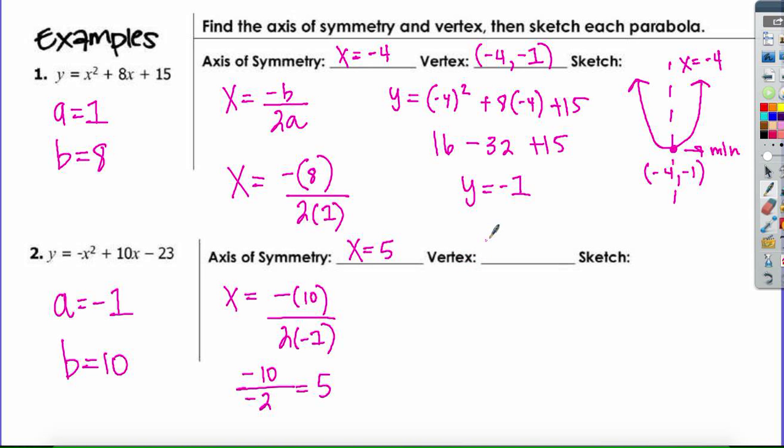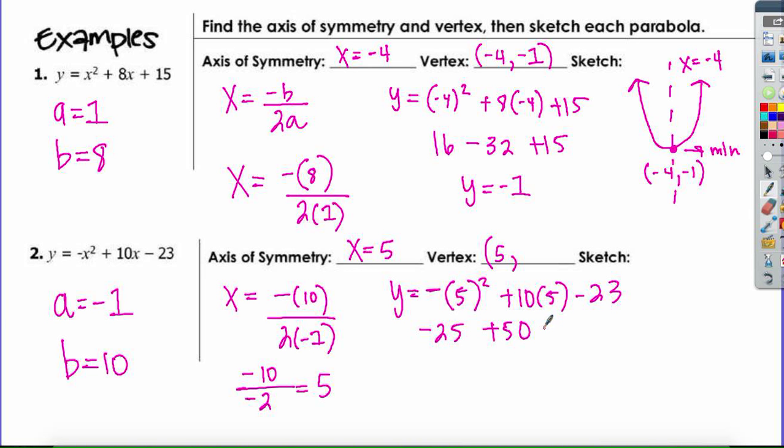So we already know the x-coordinate is a positive 5. We're going to substitute in that x value into the function to find the corresponding y value. So we've got y equals negative 5 squared plus 10 times 5 minus 23. So 5 squared is 25, and there's a negative outside, so we got negative 25 plus 50 minus 23, and that's going to come out to be y equals a positive 2. So that is the y value in the vertex.